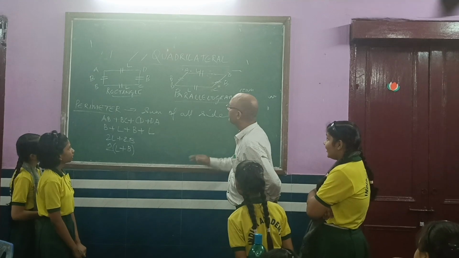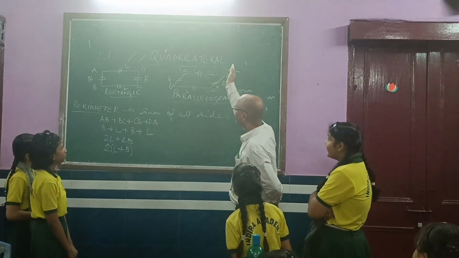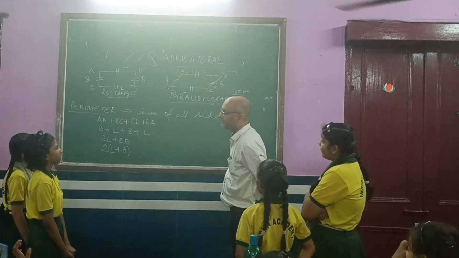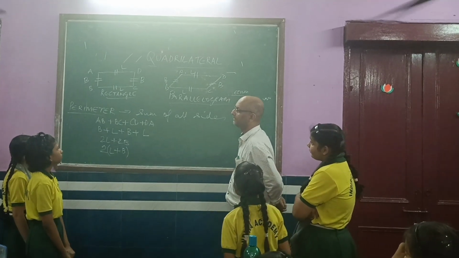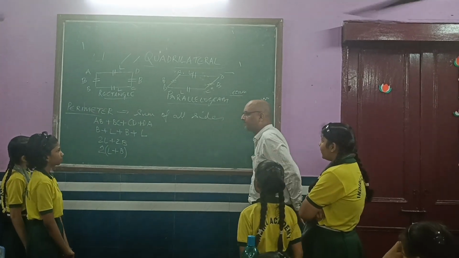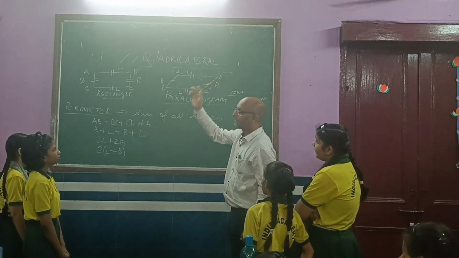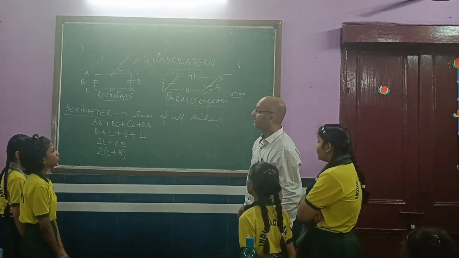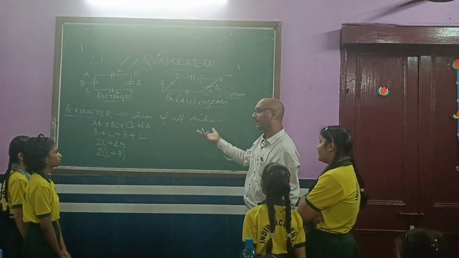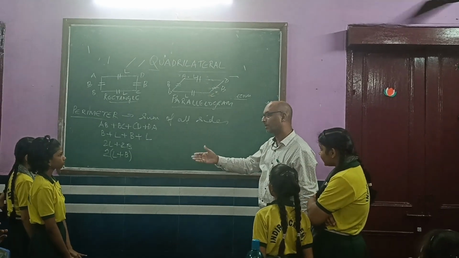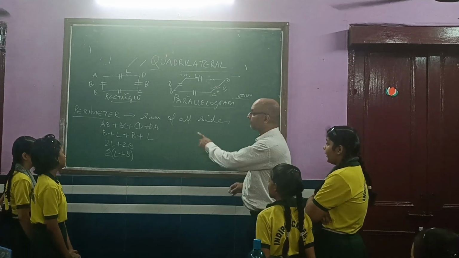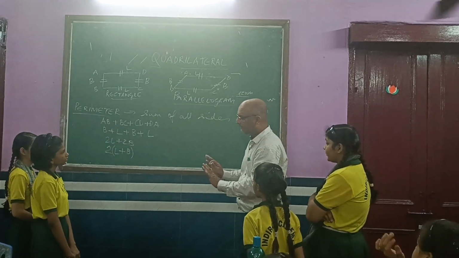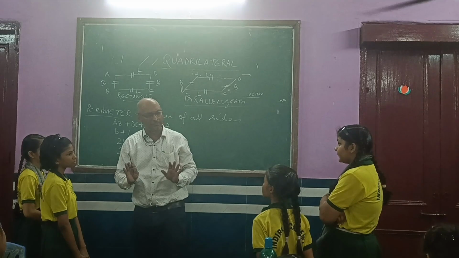AB, BC, CD, DA. What is the name of AB? Breadth plus length plus breadth plus length. So how many B and how many L are there? 2 length plus 2 breadth. So take 2 as common, 2 within bracket L plus B. So perimeter of these two are same. Is that clear? Understood? If you have not understood, let me know.